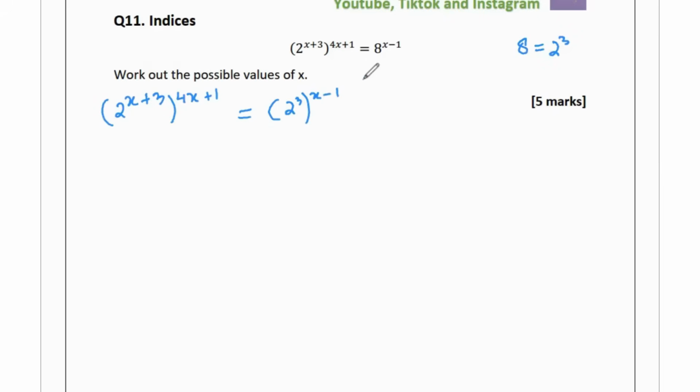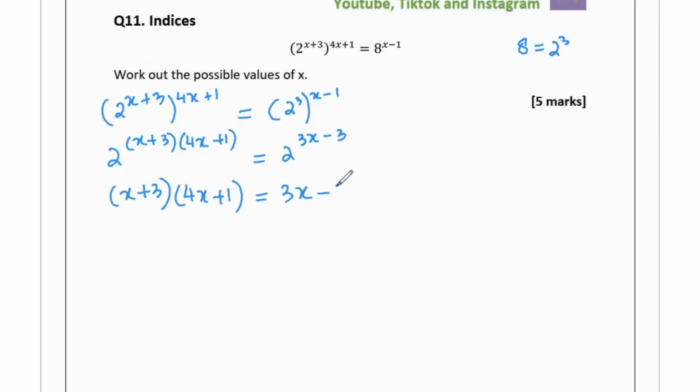As I discussed previously, when you have a power outside the bracket and inside the bracket, we multiply those powers. So that's going to be 2 to the power of x plus 3 times 4x plus 1, and this is going to be 2 to the power of 3x minus 3. Now, when we have similar bases existing alone on each side of the equal sign, we can remove the bases and put the powers equal to each other, which means x plus 3 times 4x plus 1 is equal to 3x minus 3. We can expand the bracket on the left-hand side.